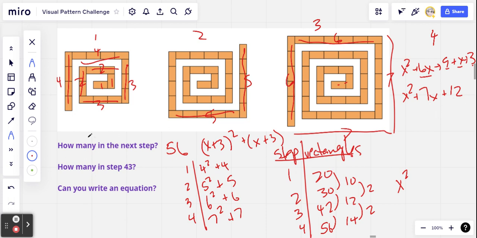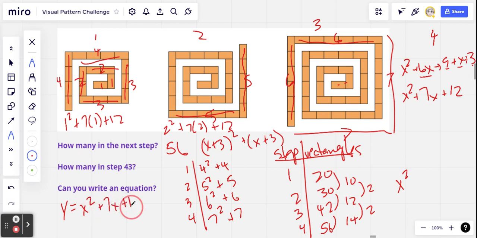Let's test it on one or two of these. So that would be 1 squared plus 7 times 1 plus 12. So that'd be 7 times 1 is 7, plus 1 is 8, plus 12 is 20. Yeah, that's how many we've got in step 1. Let's try it in step 2. So it'd be 2 squared plus 7 times 2 plus 12. That's 14 plus 4 is 18, plus 12 is 30. Yeah, so this seems to be checking out. So I'm pretty confident that our equation is correct here. y equals x squared plus 7x plus 12.